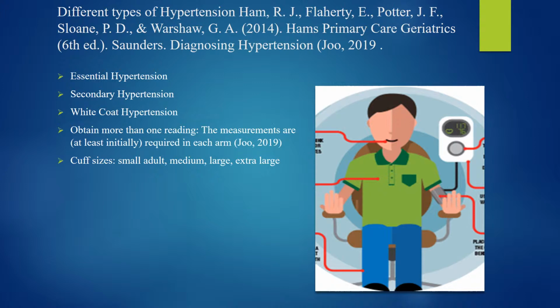White coat hypertension is when a person sees a doctor or a medical staff in a white coat. When they come to the doctor's office or hospital, their blood pressure goes up. And it's important to get more than one reading, not just taking one reading, and you want to do this in each arm. And also, let the patient go home and keep a chart. Also, making sure that we have different cuff sizes: small, adult, medium, large, extra large. They come in different sizes.